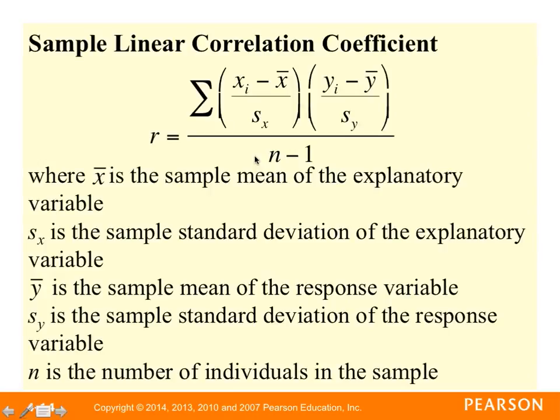So let's talk through all of these pieces so you make sure you remember what all of this stuff is. x bar is the sample mean of the explanatory variable. s_x is the sample standard deviation for the explanatory variable. y bar is the sample mean of the response. s_y is the sample standard deviation of the response, and n is the number of individuals in the sample.